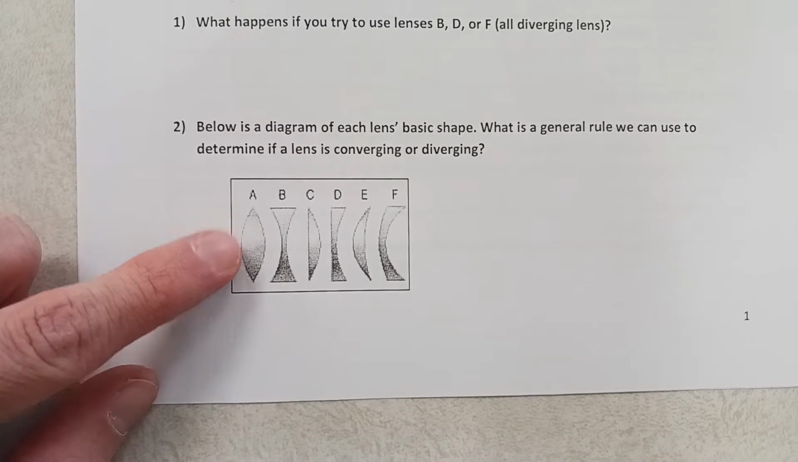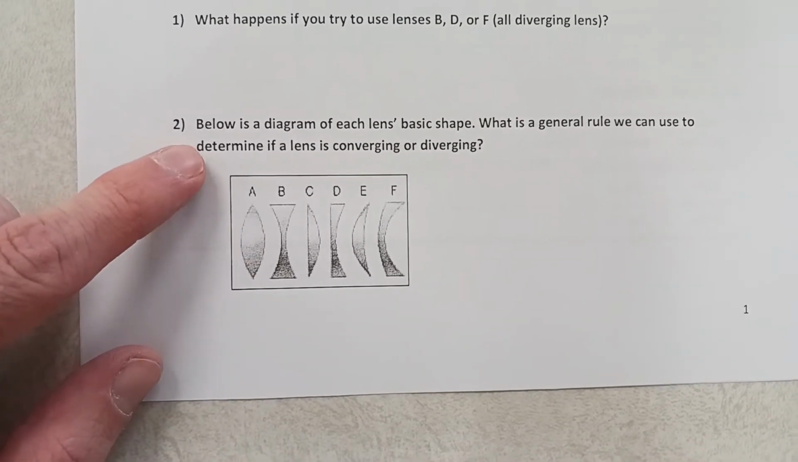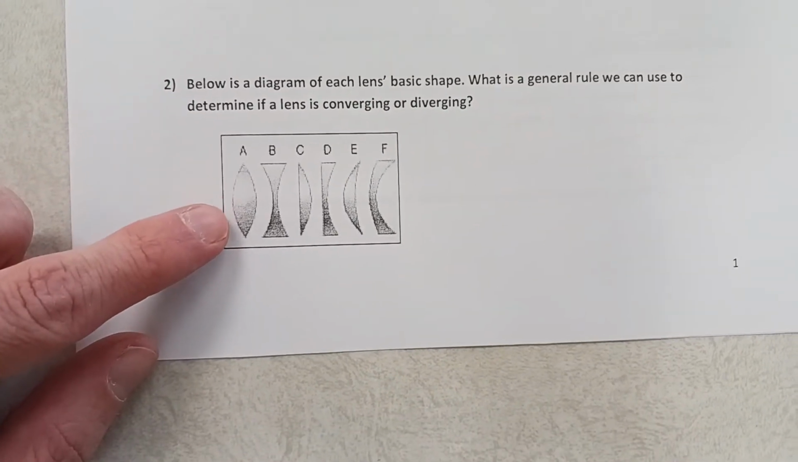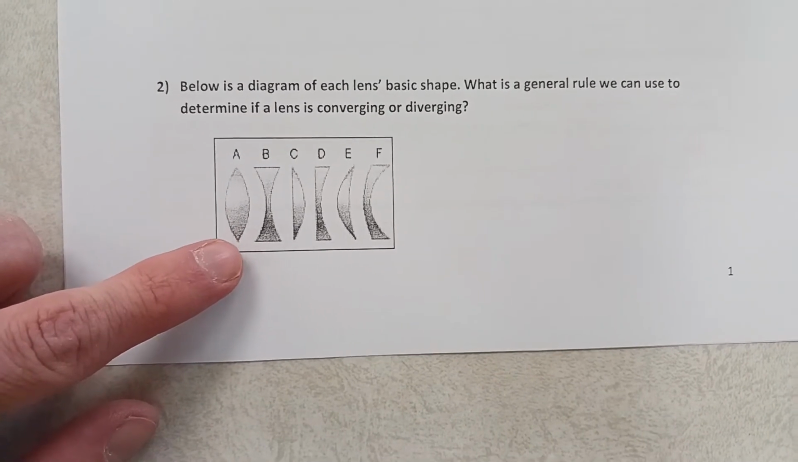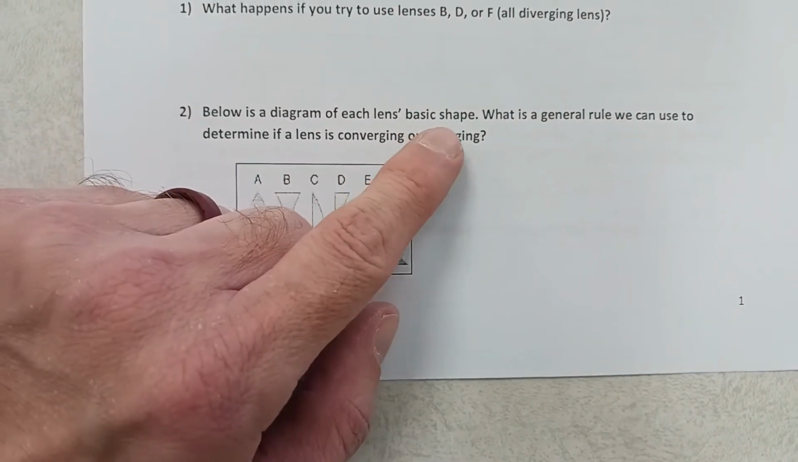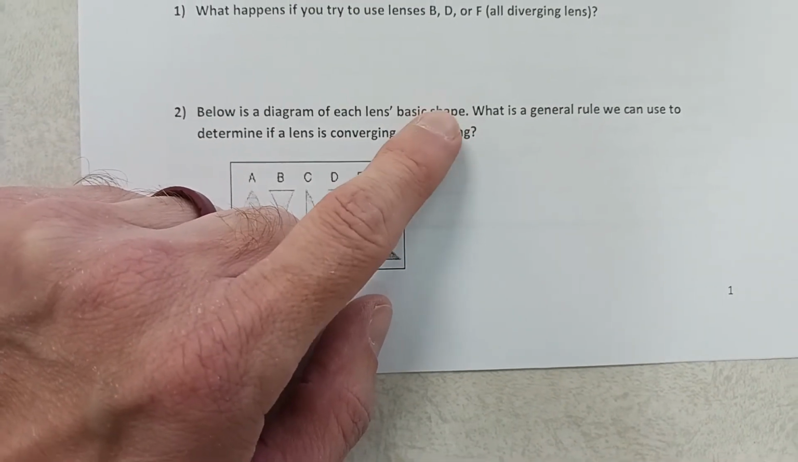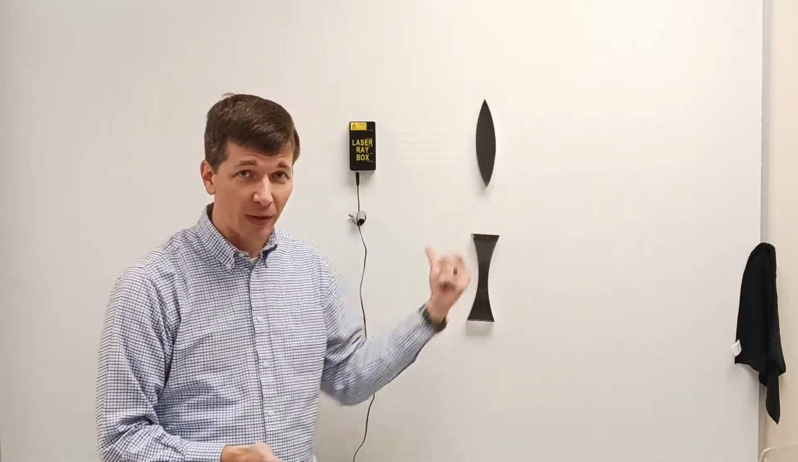So looking at this diagram while you answer question number 2, there's something that all converging lenses have in common. There's something that all diverging lenses have in common. You're looking at and talking about their shape right here. So what do I mean when I say converging and diverging? I have an example of each on the board back here behind me.